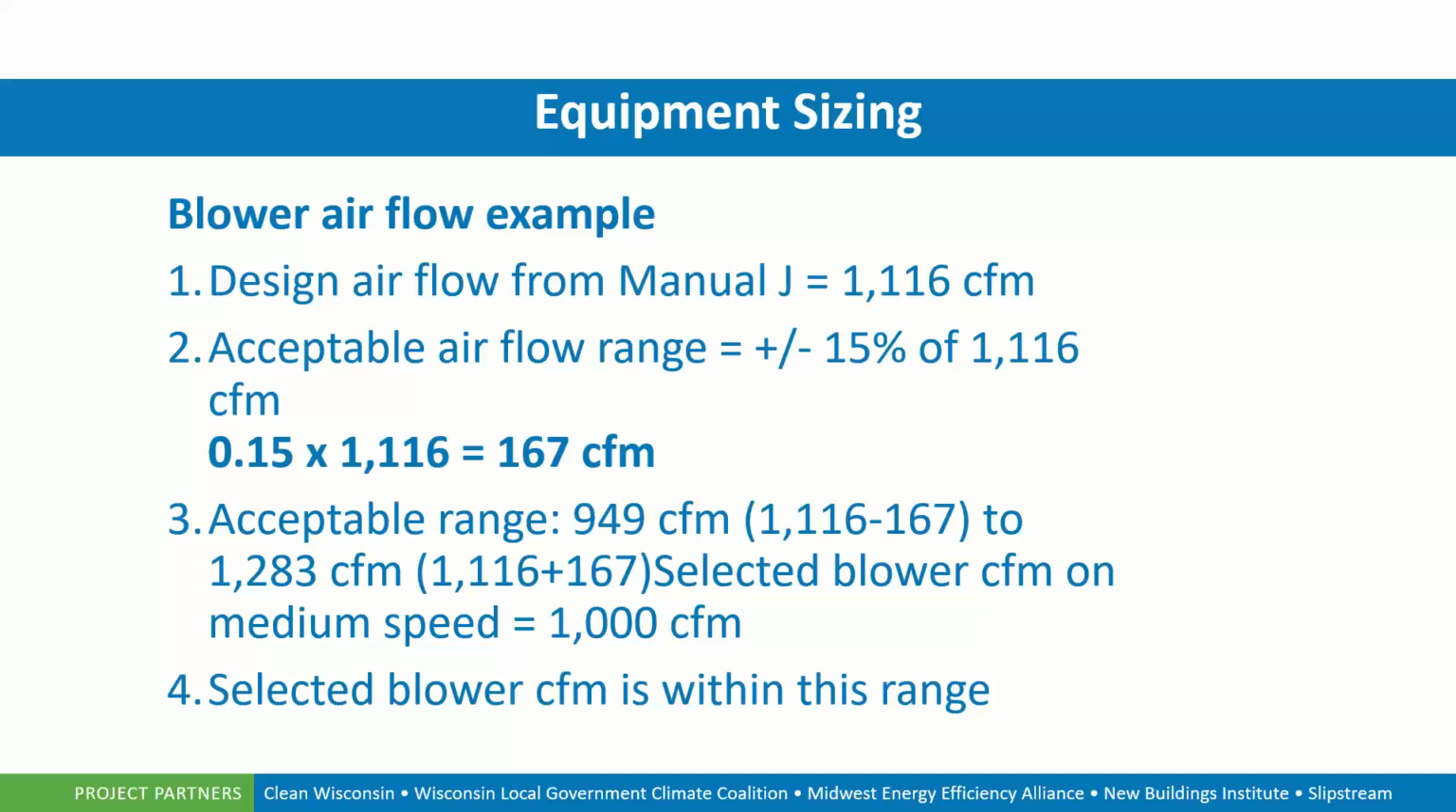1,115 would be an additional 167 CFM at 15%. We add that to the 116. We could go as high as 12,083, or as low as 949. So this particular fan motor set on medium speed would allow for 1,000 CFM airflow, which falls in between that range. So that blower falls within the desired range for the CFM for this piece of equipment in our design.